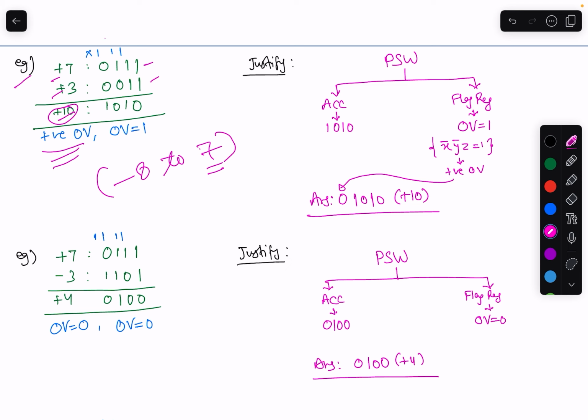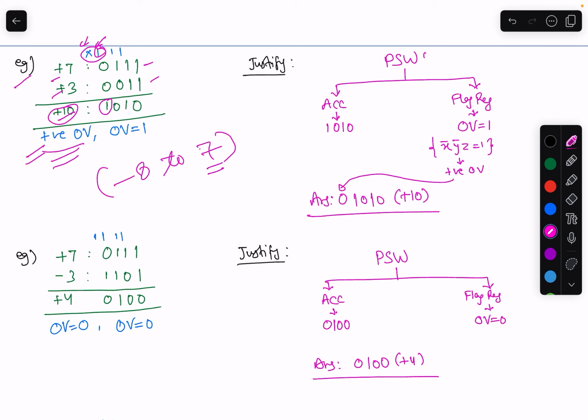And here as well, the in carry is 1 and the out carry is 0, which means there is overflow. The in carry is 1, so it is positive overflow. And the MSB of the result is 1, which also means positive overflow. So there are various methods you can use to find which overflow this is, positive or negative, or whether there is overflow at all, right?